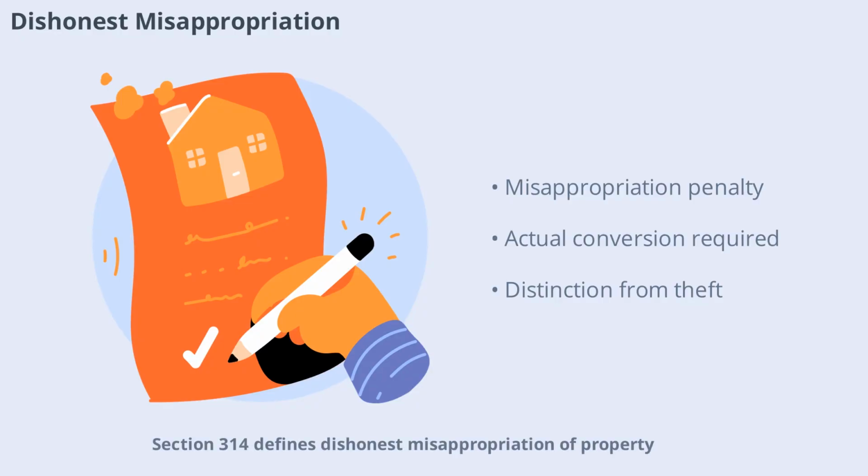Section 314 defines dishonest misappropriation of property. Anyone who converts movable property for their own use dishonestly is punishable. The law requires actual conversion, not just retention. The offense can occur even if possession was initially innocent, but later becomes wrongful. Illustrations show that subsequent dishonest actions constitute the crime, distinguishing it from theft, where the initial taking is dishonest.